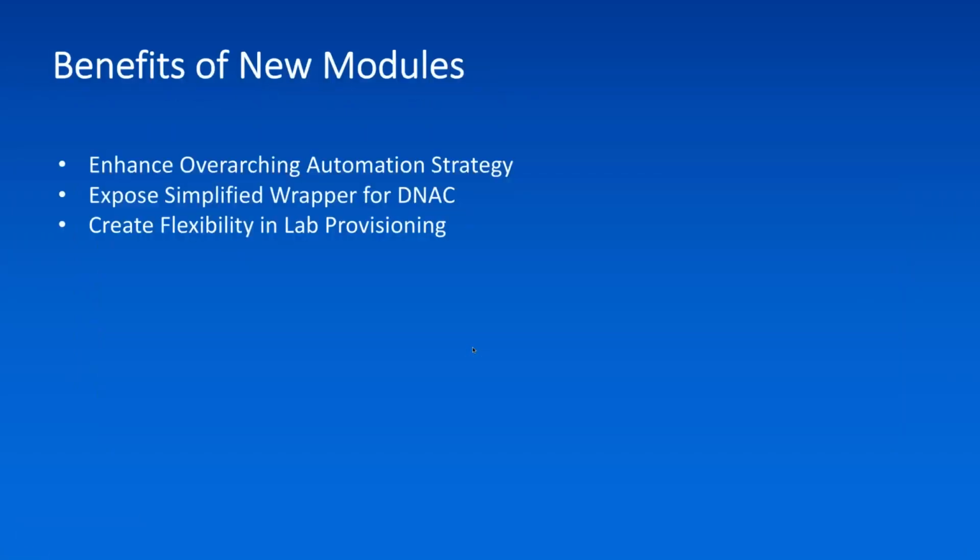So the benefits of the new modules for us and really anybody are they enhance the overarching automation strategy. Again, DNA Center is an automation platform, but if your needs are broader than just the network elements that DNA Center can automate, you may have a broader strategy that you want to automate. So that's where these modules could be helpful, specifically if you're using Ansible for automation. They expose a simplified wrapper for DNA Center.